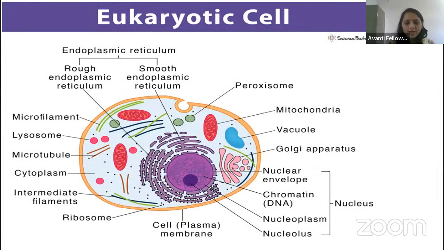Okay. So let us go to the eukaryotic cell. In the eukaryotic cell, the plant cells and the fungal cells have a cell wall. Other than the plant and the fungi, the animal cell has only the plasma membrane. Each organelle we are going to study now. First, we will get an overview of the eukaryotic cell.